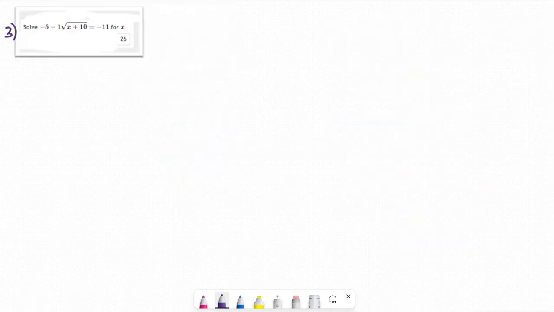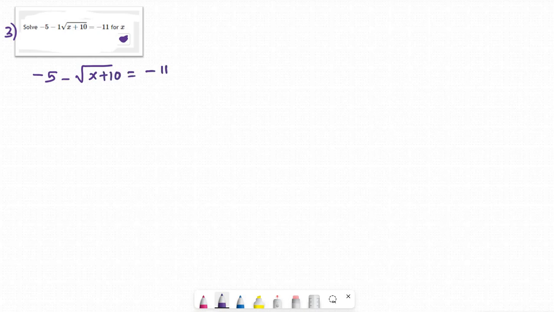Okay, and here's the next one. Solve negative 5 minus 1 times square root of x plus 10 is equal to negative 11. We want to solve it for x, the value of x. Okay, so we can apply this one. So I want to write that again. So it is negative 5 minus 1 times square root of x plus 10 equal to negative 11.